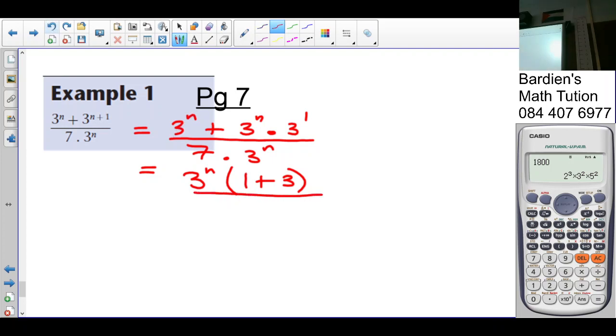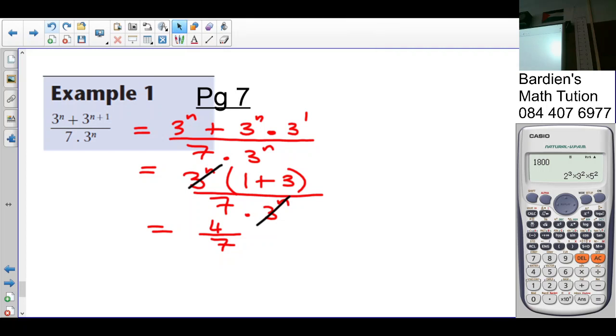And this is all over 7 times 3 to the n. Now what? What can cancel? 3 to the n can cancel. So what are we left with? What's 3 plus 1? 4. And 1 plus 3? 4. Yes, well done. It will be 4 over 7. Any confusion there, people? Okay, I can't help that the sum is so easy.